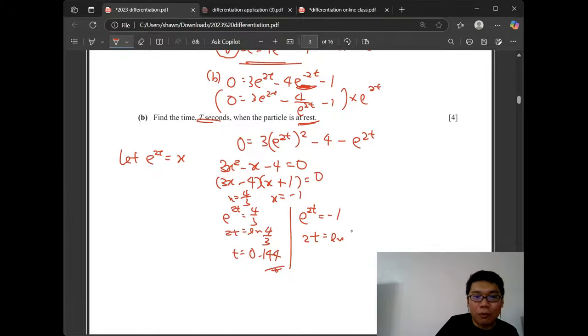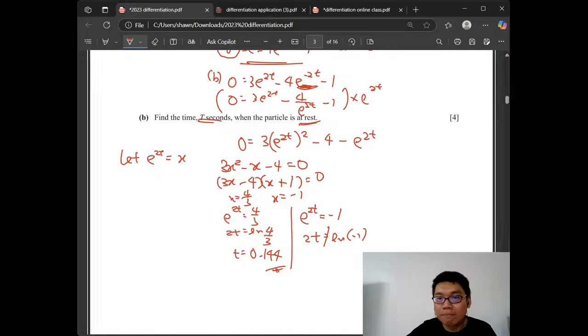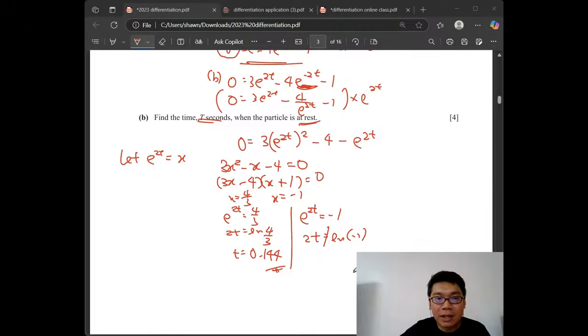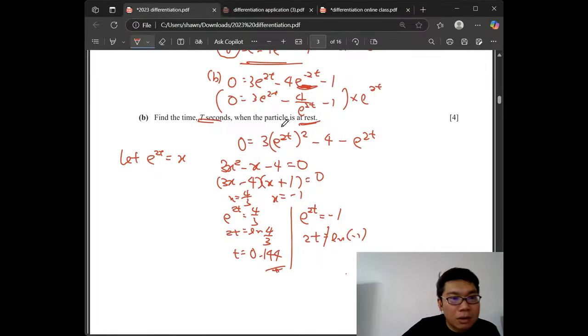So ln of minus 1 is impossible, because it's not possible to have negative 1. Okay. So we found that time equals to 0.144. This question does not say they need exact form or value, so they will accept it. If you write half ln 4 over 3 also, they will accept.